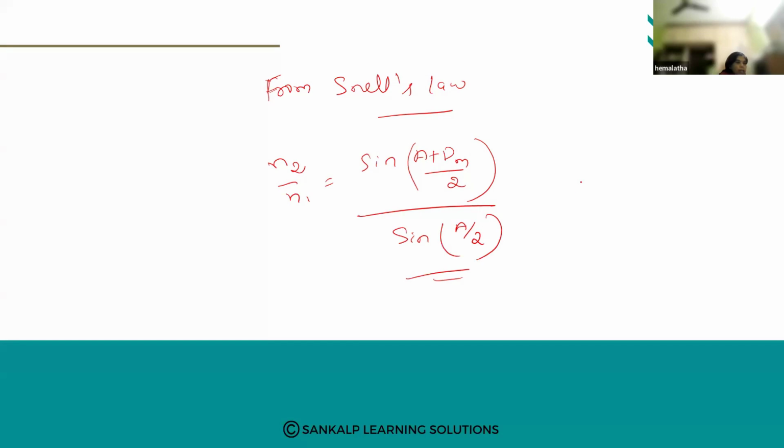Next one is, from Snell's law, n2 by n1 is equal to sine of (A plus dm) divided by 2, divided by sine of A by 2, where A is the angle of the prism. Correct or not?